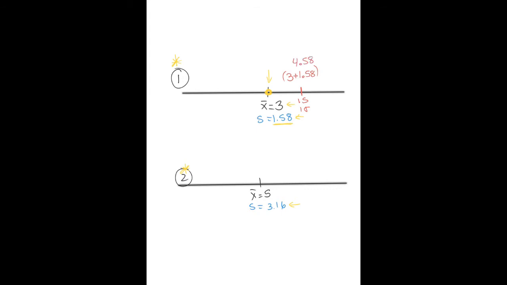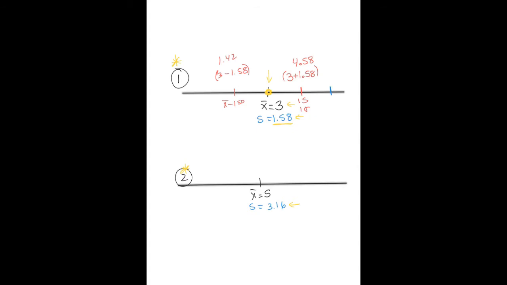Now let's do 1 standard deviation below the mean. So this is going to be the mean, x bar, minus 1 standard deviation, or 1s. Now this will be 3 minus 1.58, which is equal to 1.42.